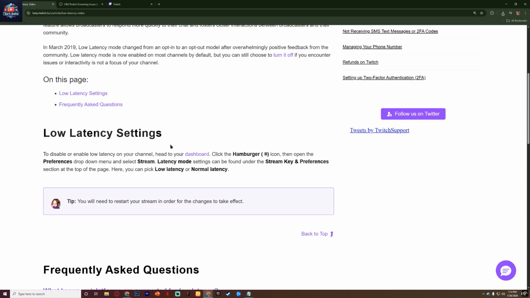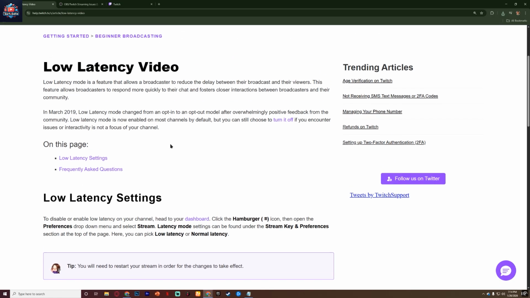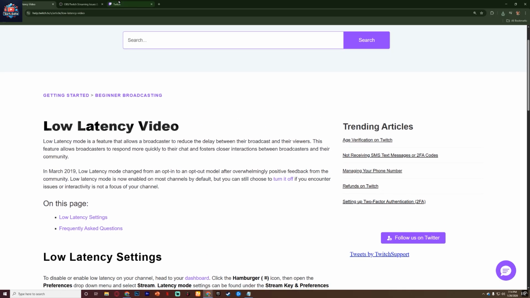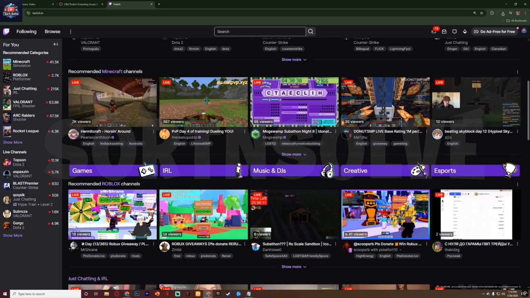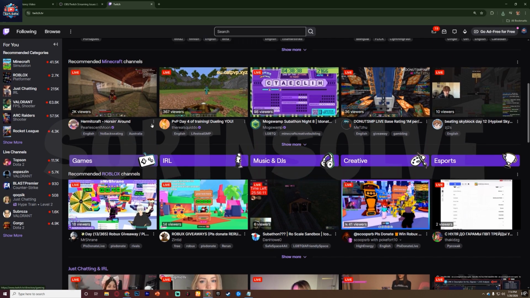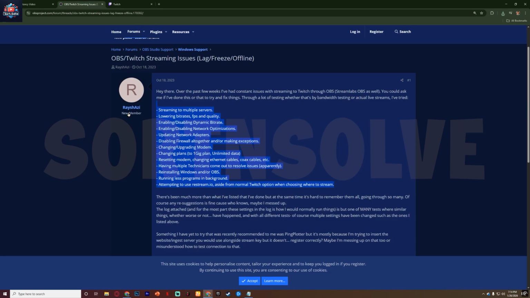Close background apps that use CPU or internet, like downloads or browsers. Also, lower in-game graphics settings to reduce system load. Finally, restart your router and test your stream again.